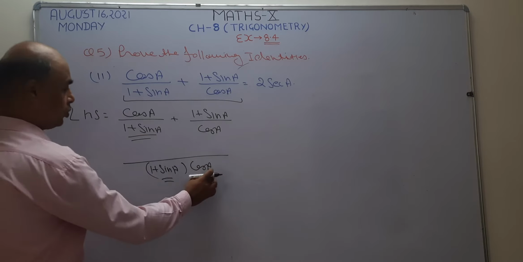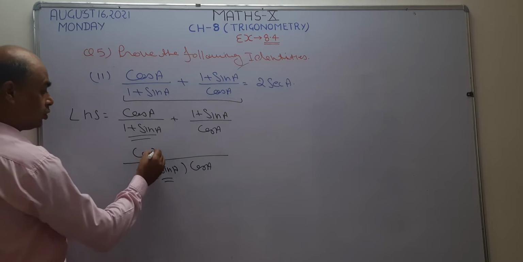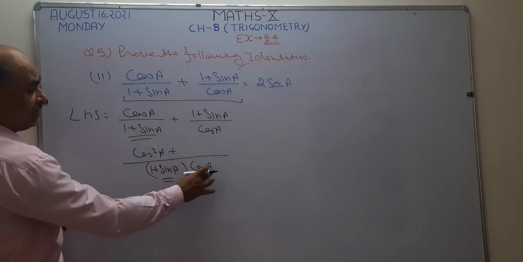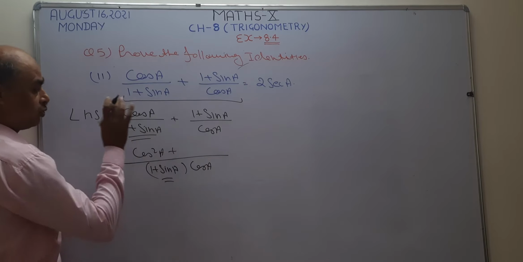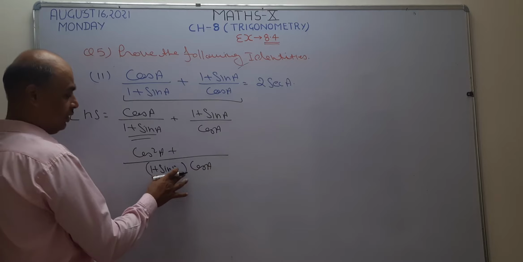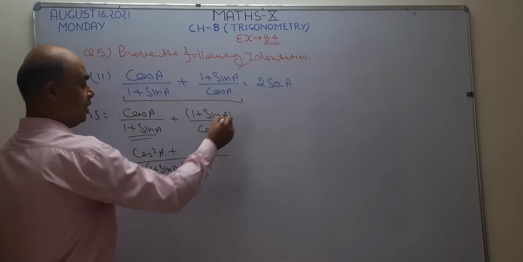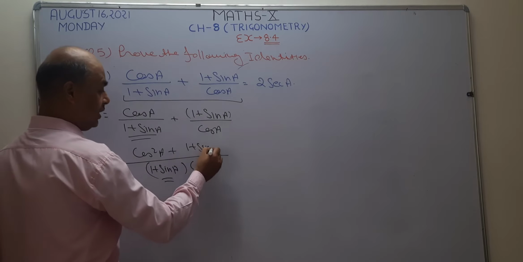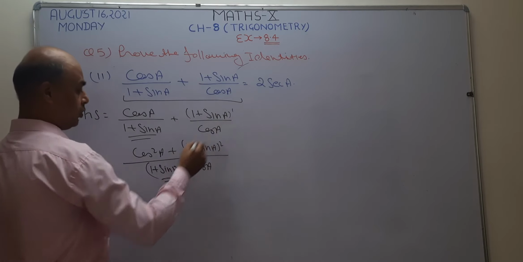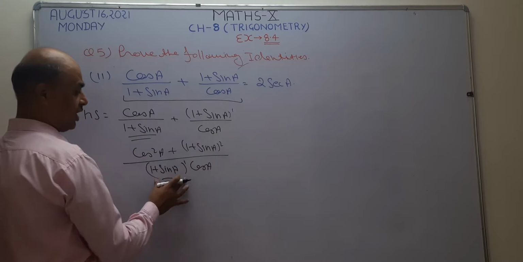What is left? Cos. Cos into cos becomes cos square A. Okay. This term is going to cancel. What is left? Cos. Cos into cos becomes cos square A. Next, this cos is cancelled with cos. What is left? 1 plus sin. It means 1 plus sin into 1 plus sin becomes 1 plus sin A and its whole square. You know, when bases are same, then power is going to add. Base of both the terms are same, so power is going to add.